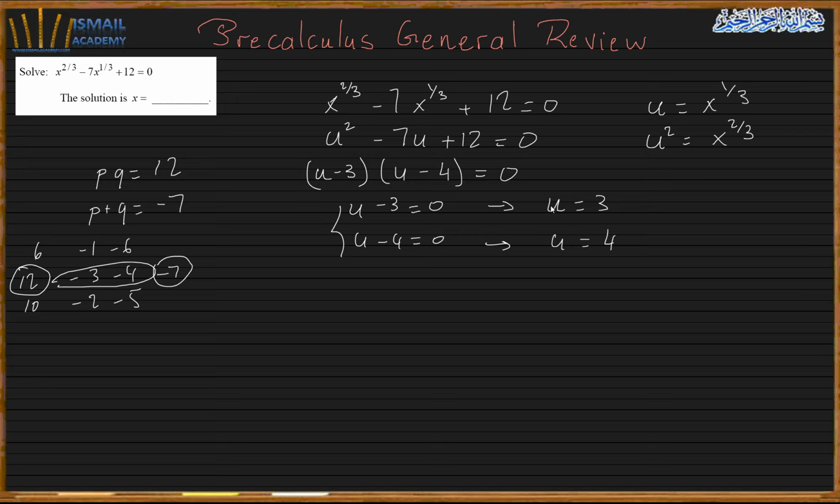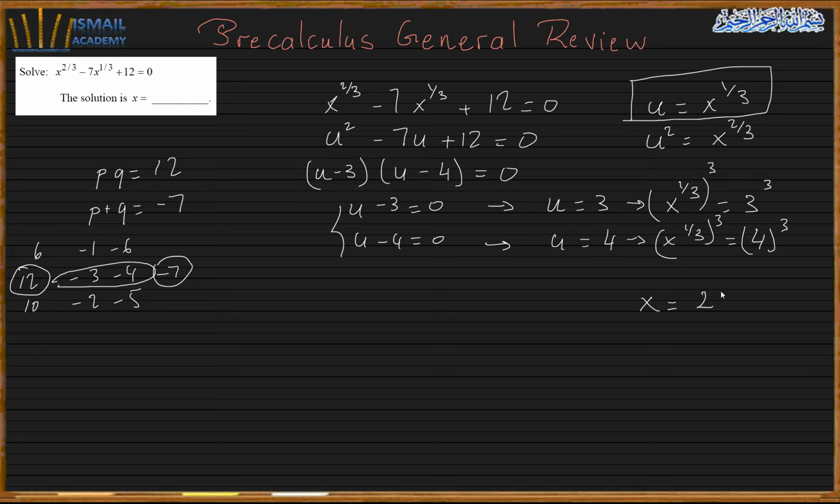Now because I'm looking for x, I'm going to substitute u by its expression, which is x to the 1/3. So that means we have x to the 1/3 equal 3 and x to the 1/3 equal 4. I'm looking for x, and this is x to the 1/3, so I raise both sides to the power of 3. So x equals 27 and the second is x equals 64. Those will be my two solutions: 27 and 64.